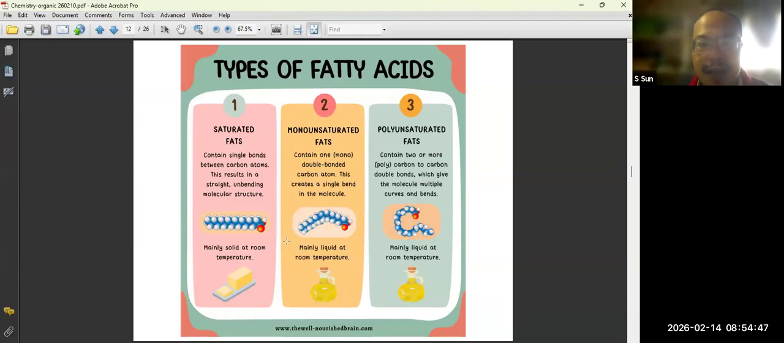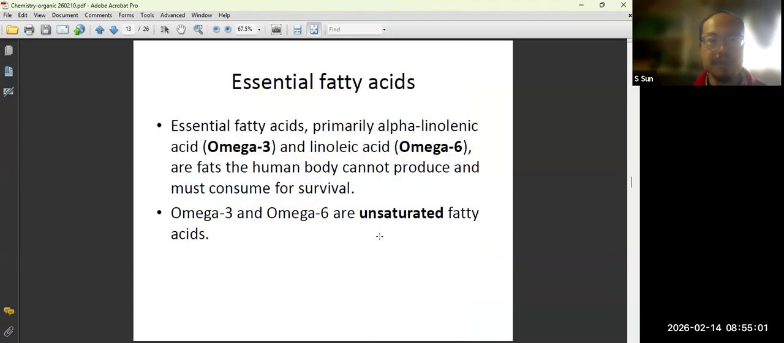We have a type of thing called essential fatty acids. That is the type of fatty acids your body needs, but your body cannot build. You have to get it directly from your diet. So here, the essential fatty acids. We have two types of essential fatty acids. They are called omega-3 and omega-6.